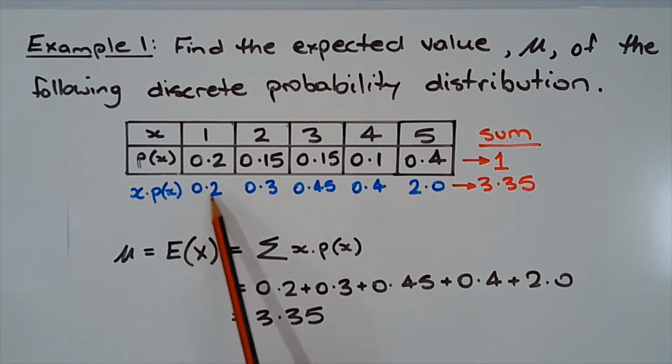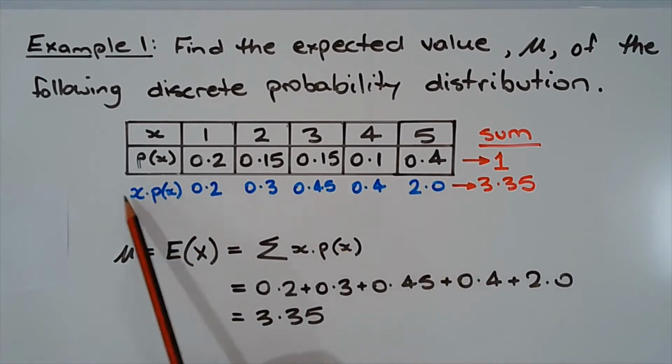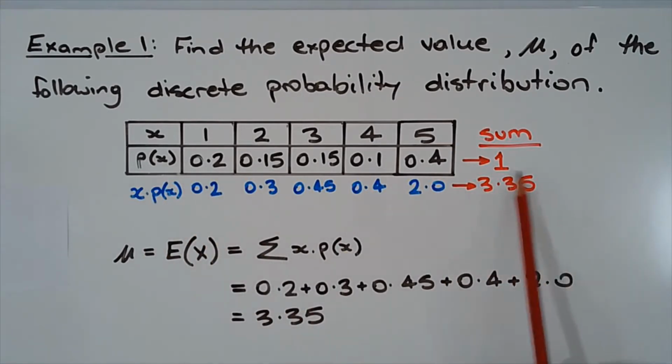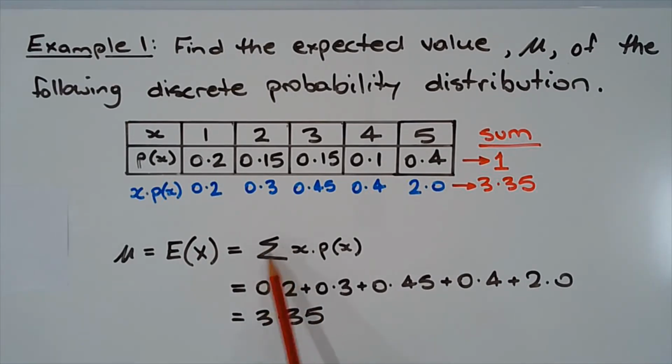Next, we sum this row, the sum of the XPX row, and the value that we get is the expected value, or mu. So it can be represented using sigma notation. So mu is equal to E of x, which is equal to the sum of the XPX row, and that equals 3.35.